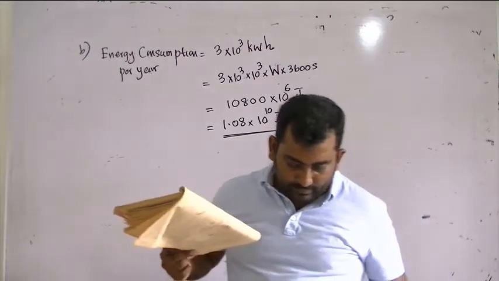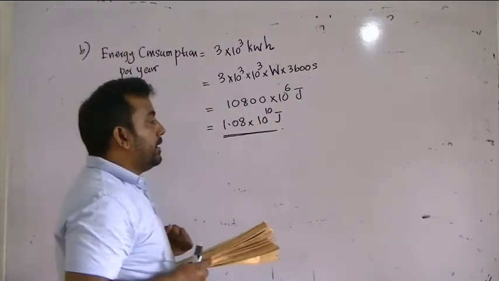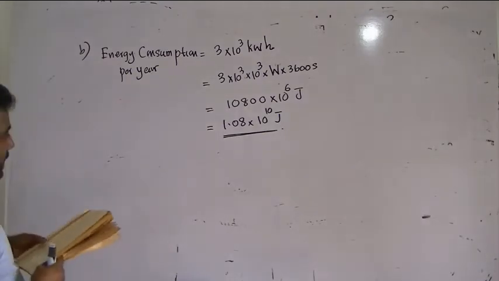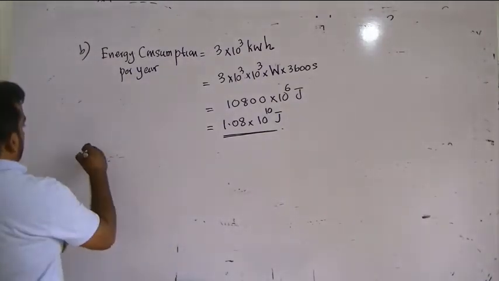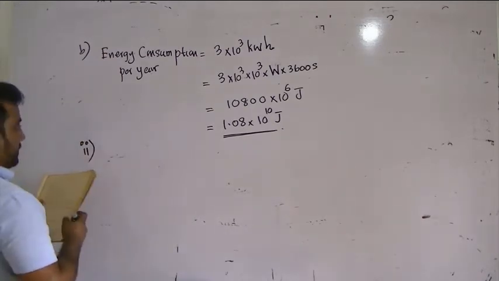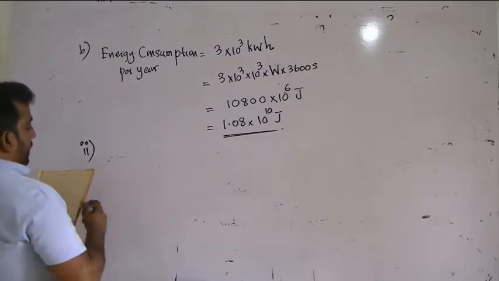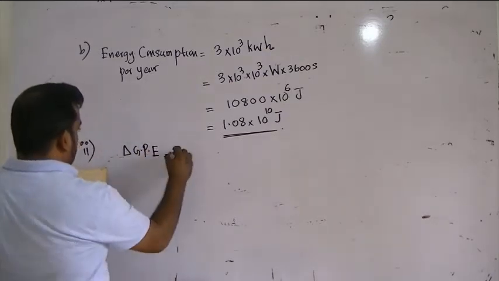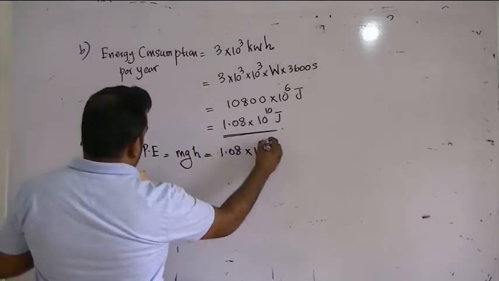We must assume that all the gravitational potential energy will convert into electricity. So the change in gravitational potential energy is mgh, that is 1.08 times 10 to the power 10.